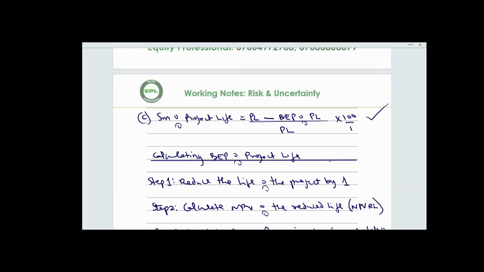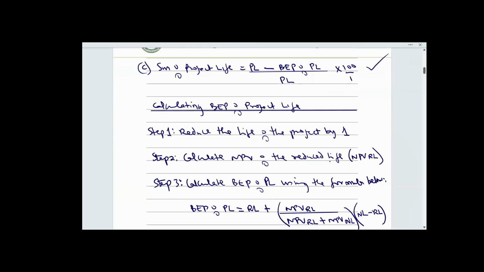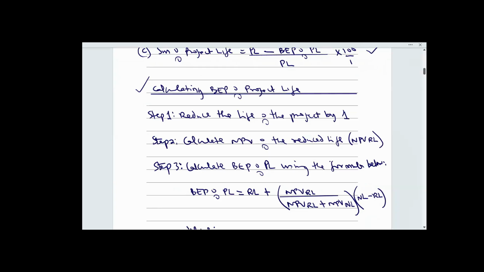To calculate the break-even point of project life, there are two different methods that you can use. Number one is to follow these steps. The second one is to just calculate discounted payback period, which gives you the break-even point of project life. Using the procedure, the first step is to reduce the life of the project by 1. Let's say, for example, the useful life of the project is 5 years, 5 minus 1 remains 4. You then calculate NPV for 4 years.